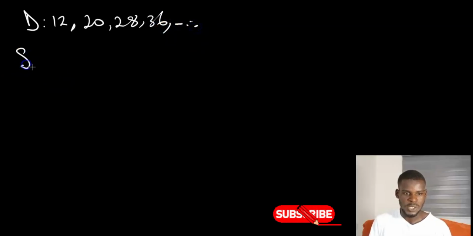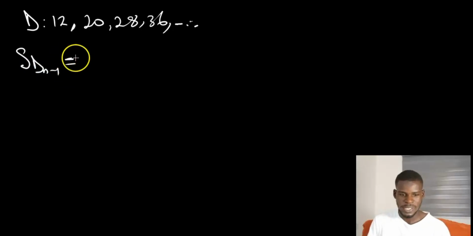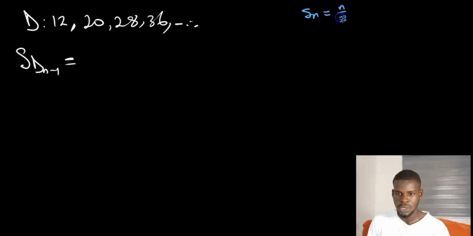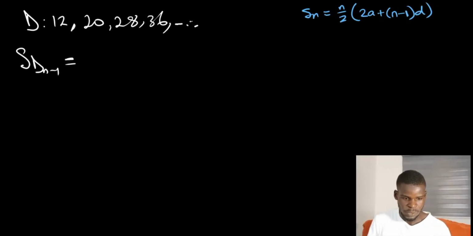Good. So how do we find the sum of the first n minus 1 terms of this sequence? Well, we use our normal formula for finding the sum of n terms of an AP, because this is actually an AP. In the real sense, this gives us the sum to be n over 2 times 2a plus n minus 1 times the common difference. So in this case, we have some little differences. We are not looking for the sum of the first n terms, but rather the sum of the first n minus 1 terms. So in place of n, I'm going to be putting n minus 1 every time.